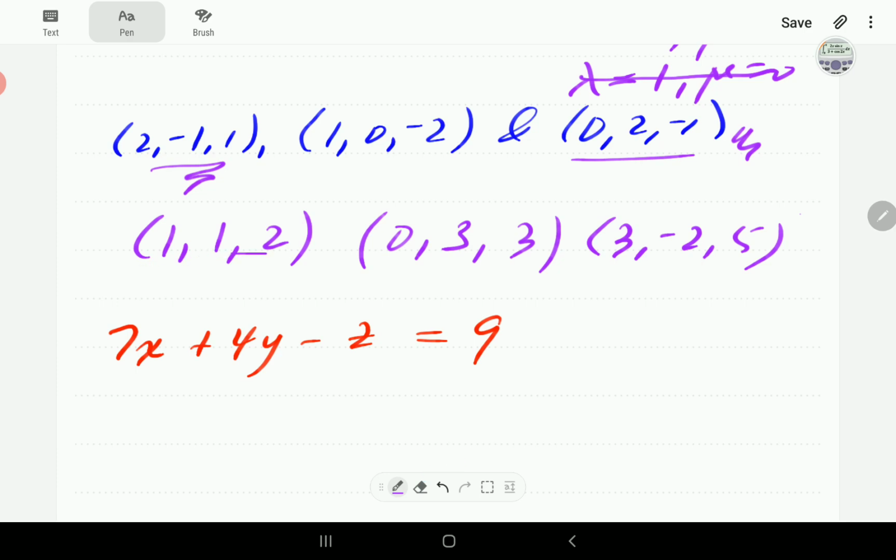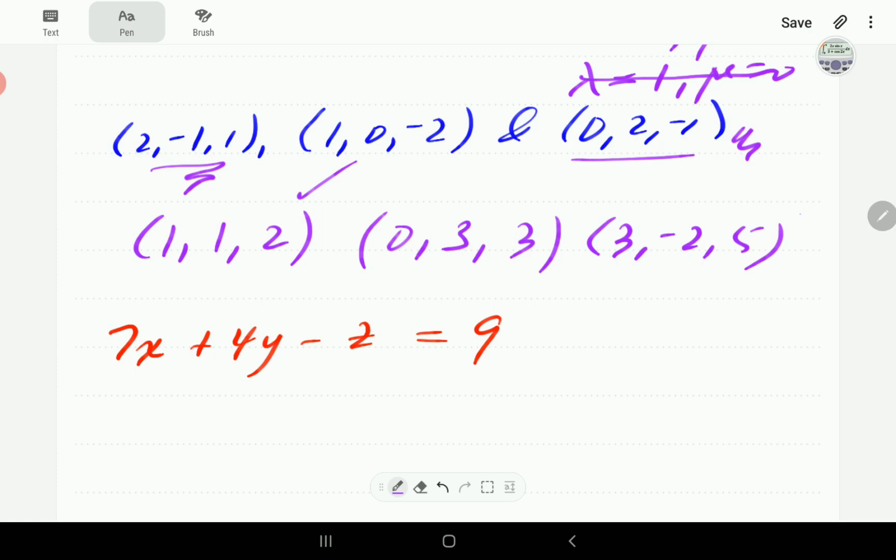We've got x is 1, y is 1, z is 2. So it's going to be 7 plus 4, which is 13, minus 2. 13 minus 2 is 11. So that's giving us a bit of a problem. No, wait. 7 plus 4 is actually 11. Then minus 2 is 9. So that's okay. And then this time x is 0. Both y and z are 3. So it's going to be 12 minus 3, which is 9. And then you can do the same thing with that.